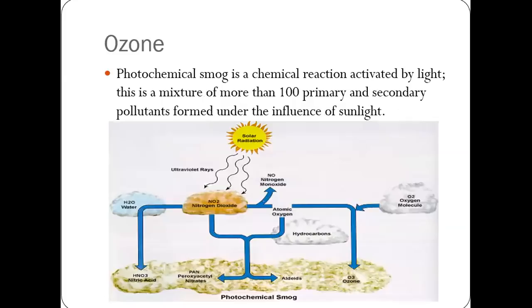So a photochemical smog is a chemical reaction activated by light. This is a mixture of more than 100 primary and secondary pollutants formed under the influence of sunlight. Majority of this is caused by the emission of automobiles.